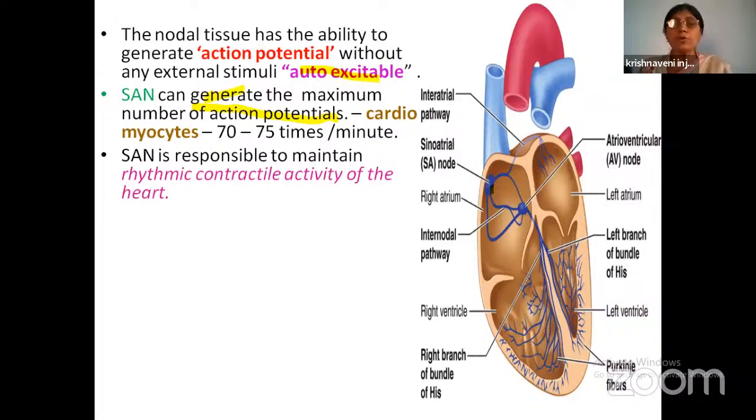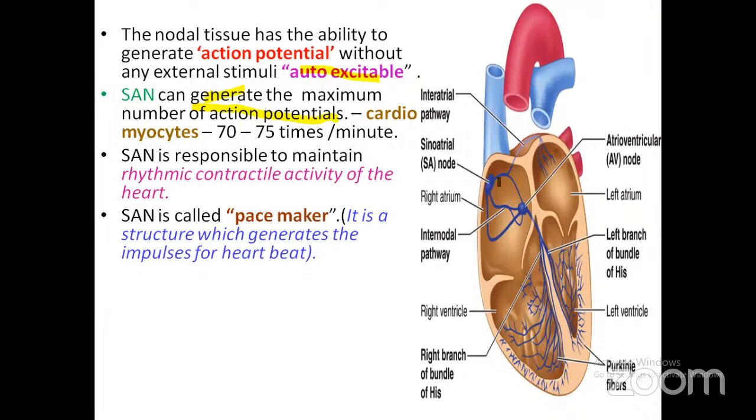It is responsible for maintaining the rhythmic contractile activity of the heart. What is rhythmic contractile activity? All of us know that the heart contracts and relaxes, but the contractions and relaxations go on at regular intervals in the same manner. That's why it is a rhythmic contractile activity of the heart. Who maintains this? The sinoatrial node, by generating the action potentials. That's why it is auto-excitable.